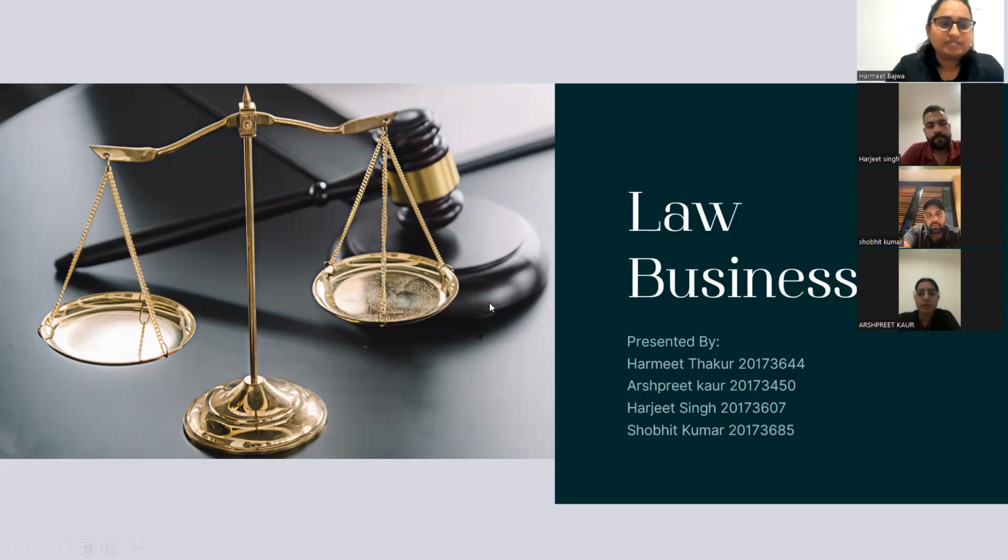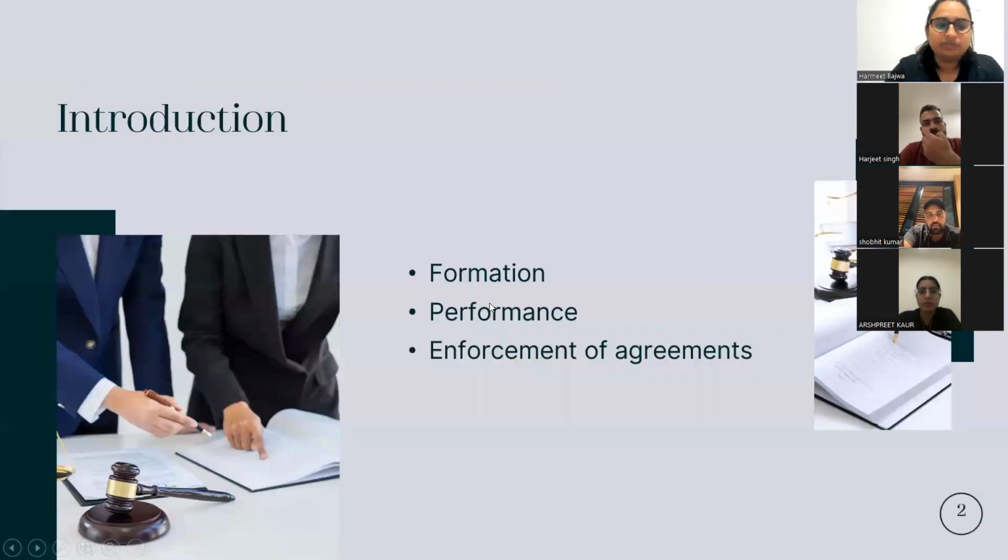Contract law refers to the set of legal rules and principles that govern the formation, performance and enforcement of agreements between parties. It is a branch of civil law that governs the rights and obligations of parties who enter into legally binding agreements.